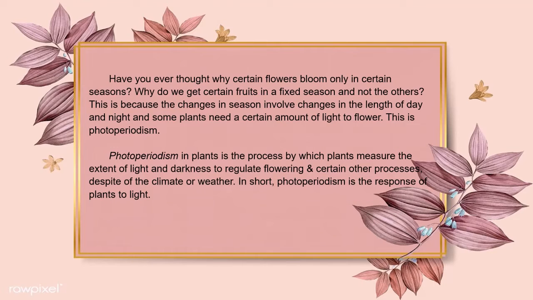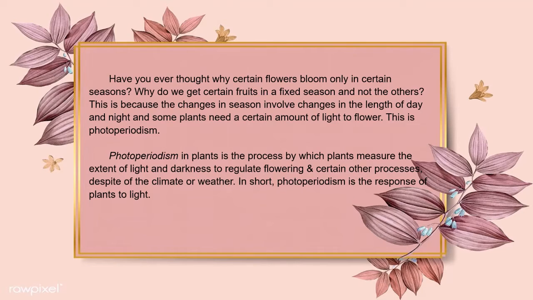Have you ever thought why certain flowers bloom only in certain seasons? Why do we get certain fruits in a fixed season and not the others? This is because the changes in season involve changes in the length of day and night, and some plants need a certain amount of light to flower. This is photoperiodism.